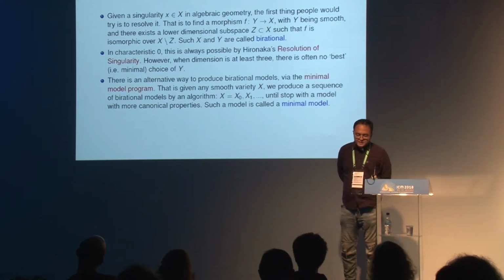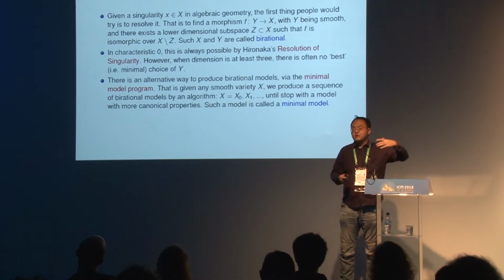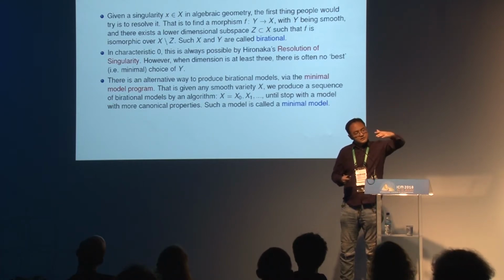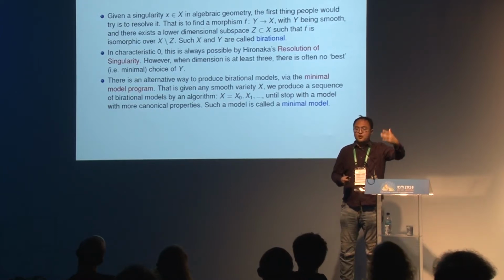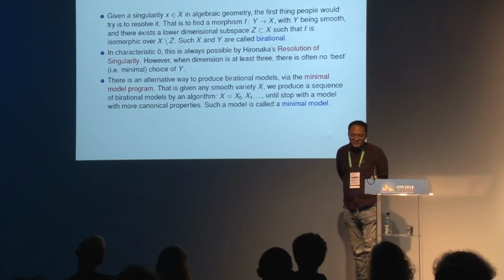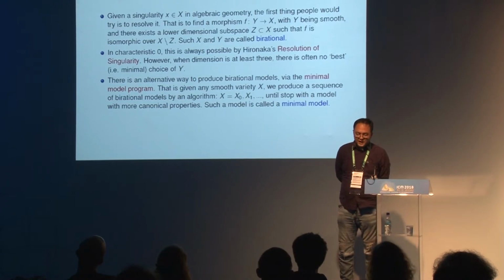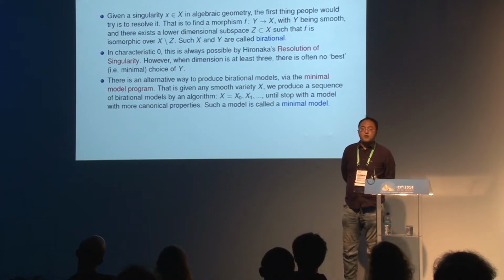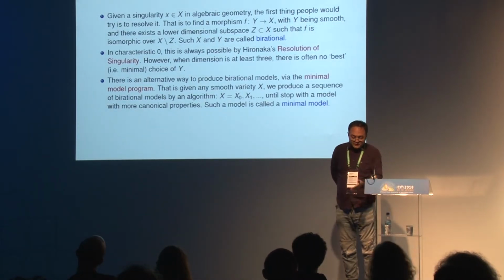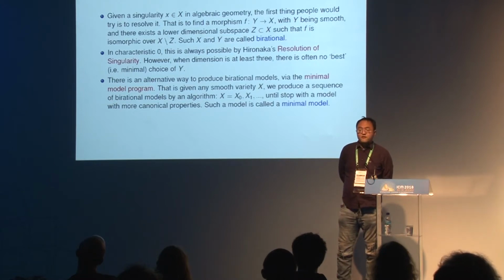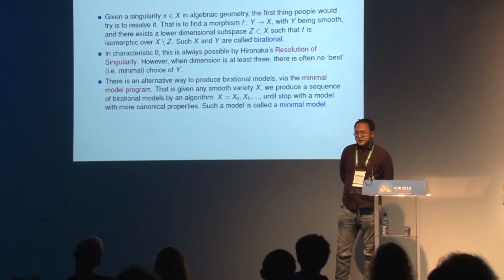So if there were a best resolution, in some sense it has to be minimal, so you might expect that all other resolutions should dominate it. It happens in dimension 2, but not in higher dimensions. So in other words, we want to find models with more canonical properties. There is another set of ideas to produce different models if I start with, say, a smooth model.